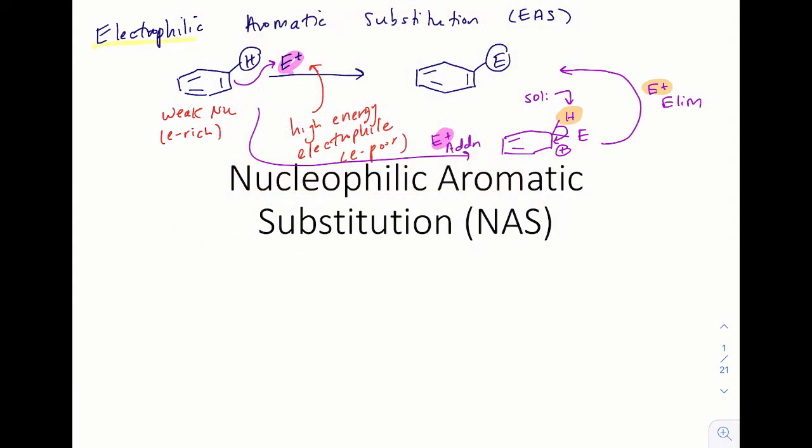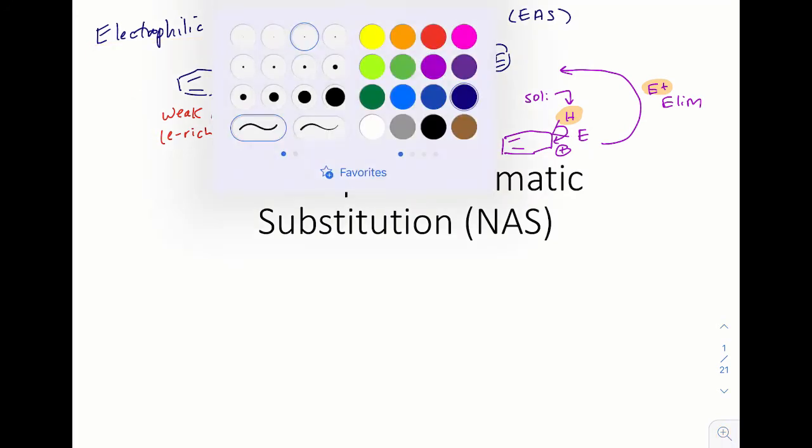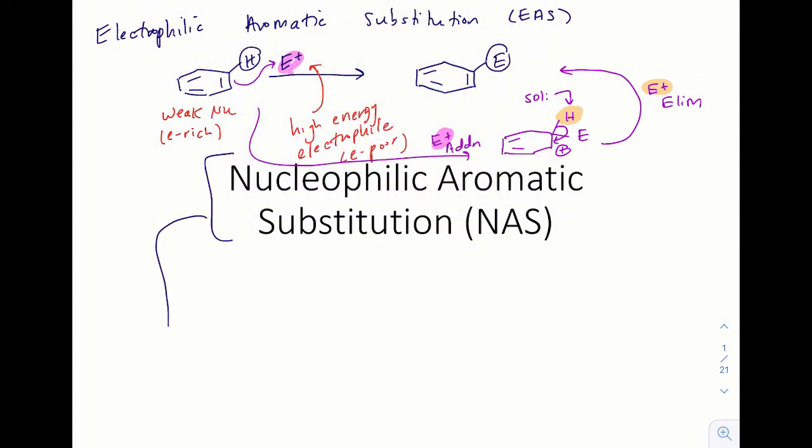All right, in electrophilic aromatic substitution, the ring acted as a nucleophile. In nucleophilic aromatic substitution, the ring acts as an electrophile. Yeah, it's confusing. These names are not from the perspective of the ring, right? They're from the perspective of the species that the ring is reacting with.